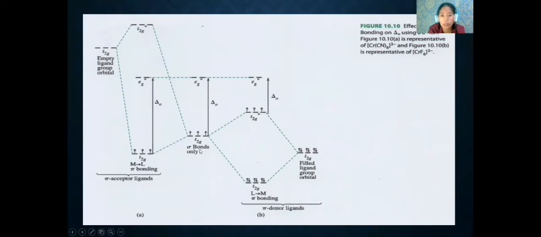It is larger here compared also to the sigma bonds only. So pi donor ligands have a smaller energy difference compared to the sigma bonds only, and pi acceptor ligands have a larger energy difference compared to the sigma bonds only and the pi donor ligands.